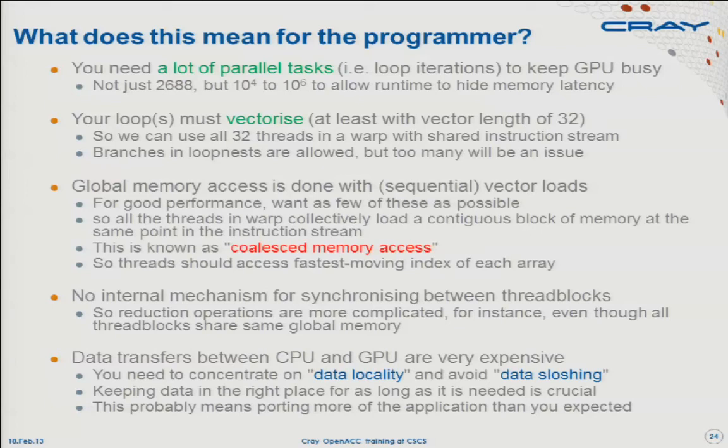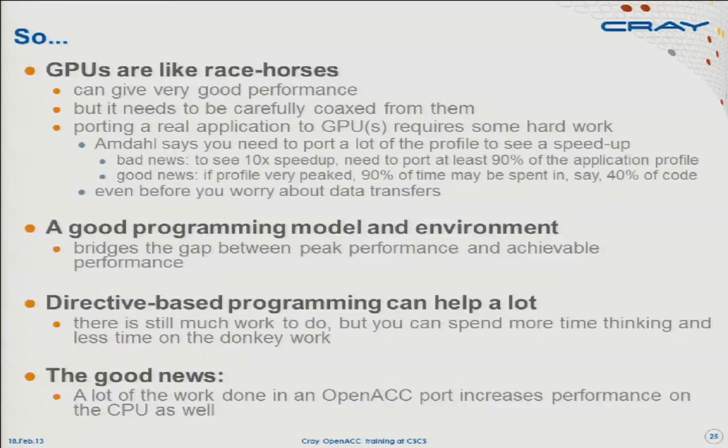Data transfers between CPU and GPU are very expensive. If you've learned nothing else today, just concentrate on data locality. Take the data to the GPU, keep it there, process it on the GPU, and only bring back the data you need when you need it. If you keep data moving backwards and forwards, the performance will be awful. And this may mean doing more work than you expected.